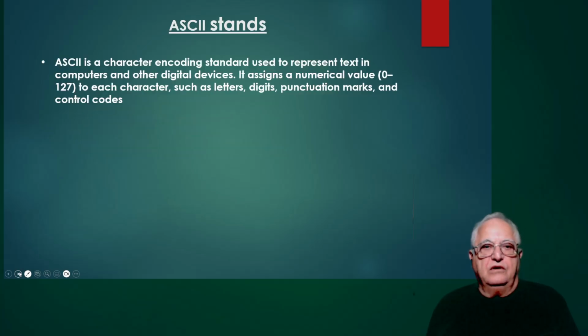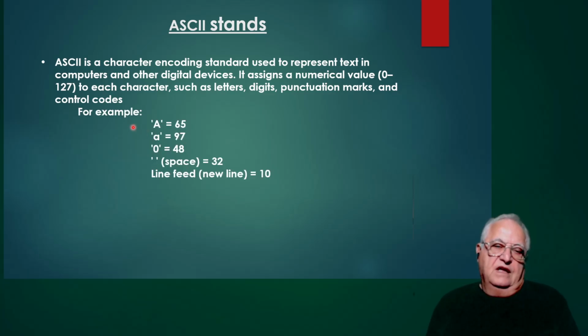So let's talk a little bit about ASCII. ASCII is a character encoding standard used to represent text in computers and other digital devices. It assigns a number value between 0 and 127 to each character, such as letters, digits, punctuation marks, and control codes. For example, we have the following. In the ASCII standard, the capital A is represented by 65.